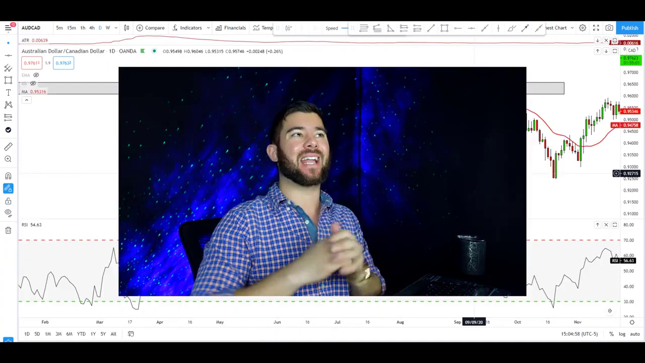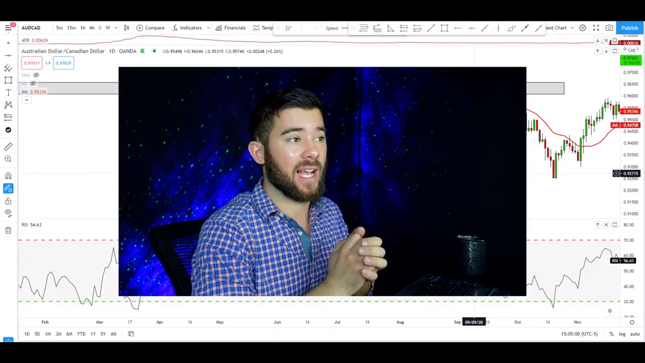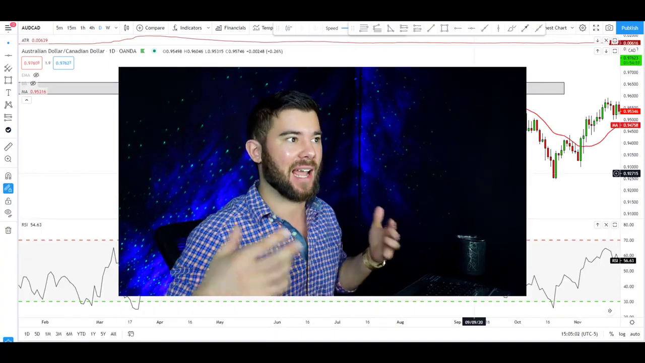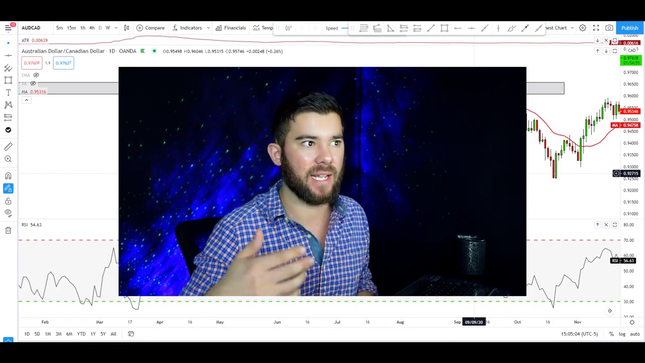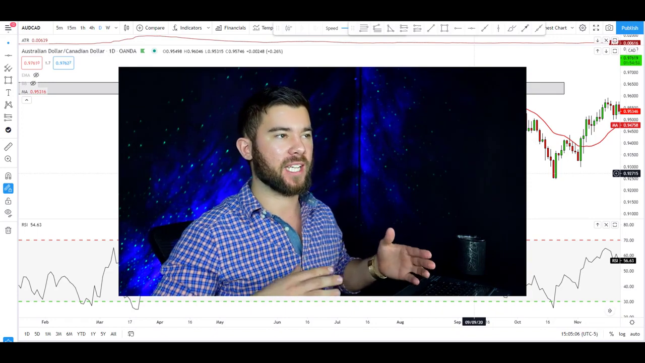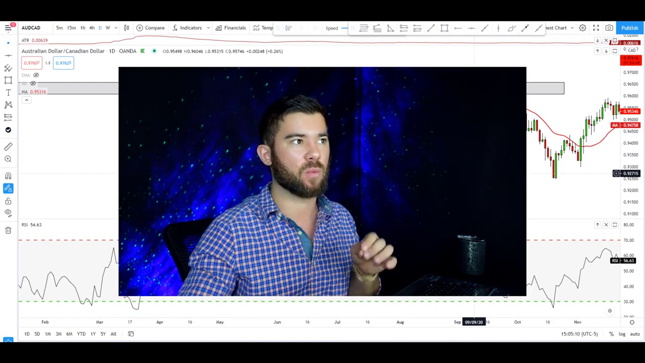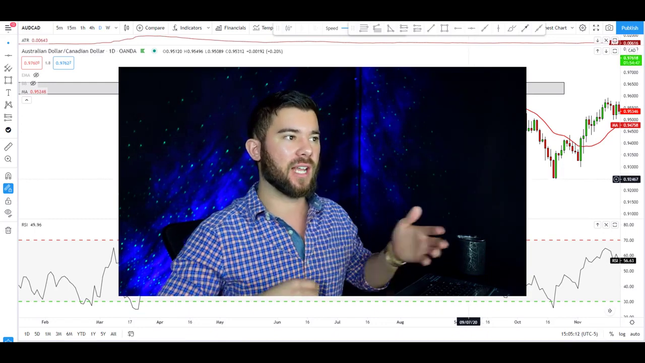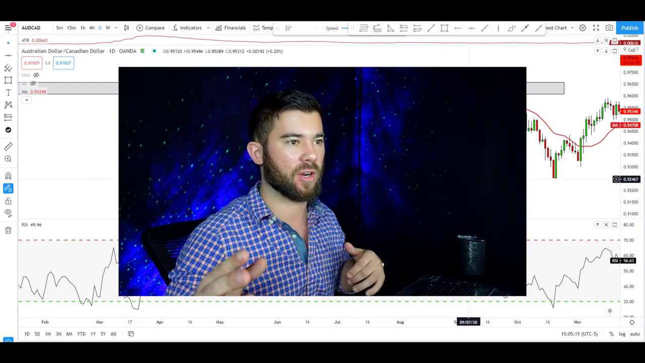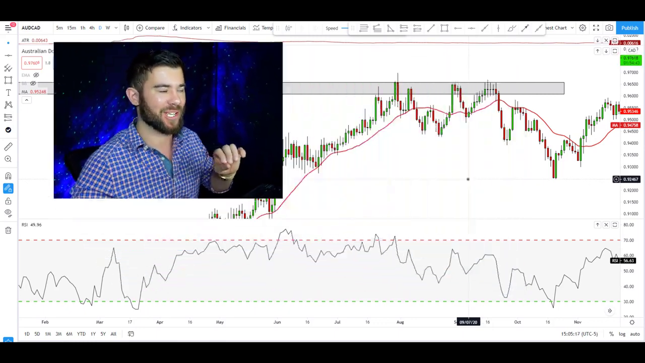The RSI indicator is considered by most traders as a reversal indicator when in fact it's actually a momentum indicator. It tells you when price has been moving in a certain direction for a long period of time. This is why we don't just sell when the market goes overbought and buy when the market goes oversold. Let me digress one more time.